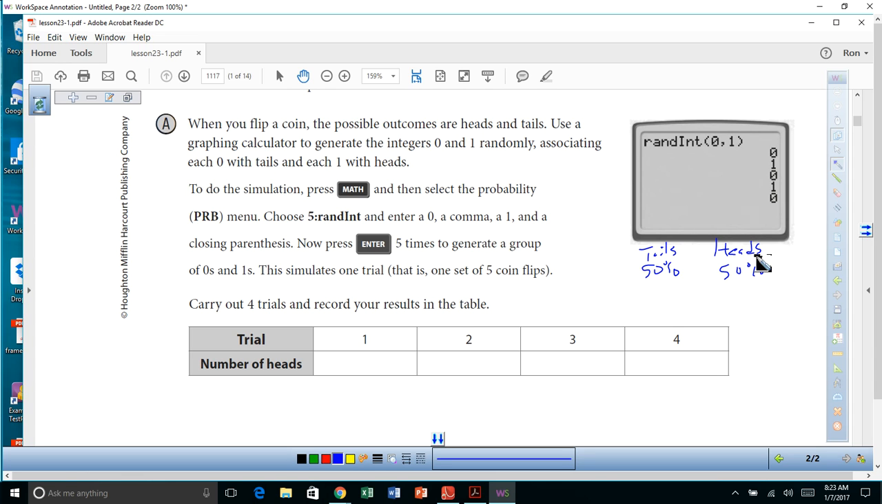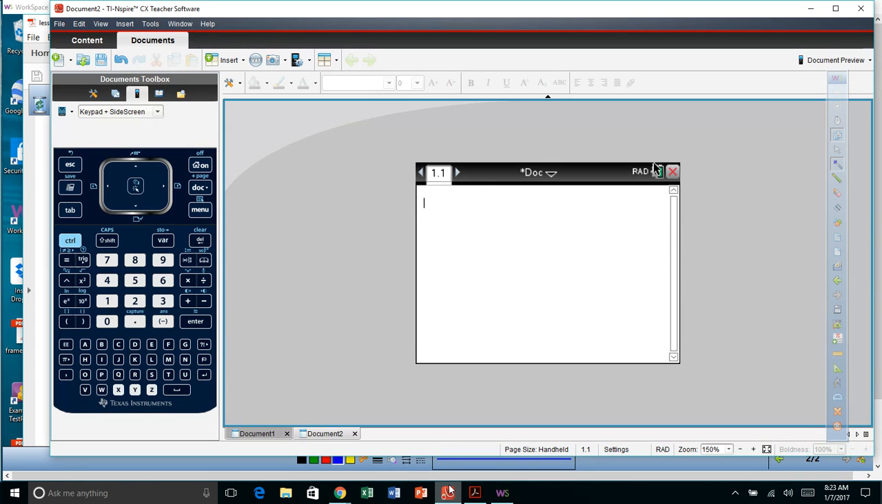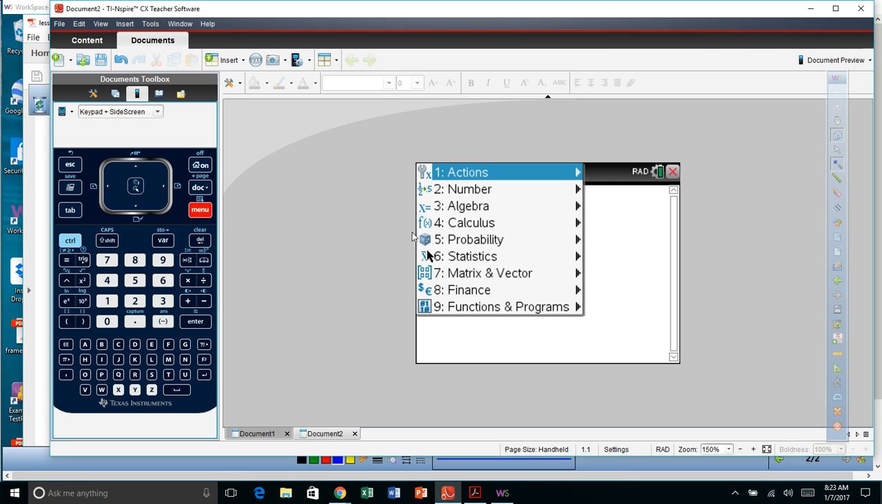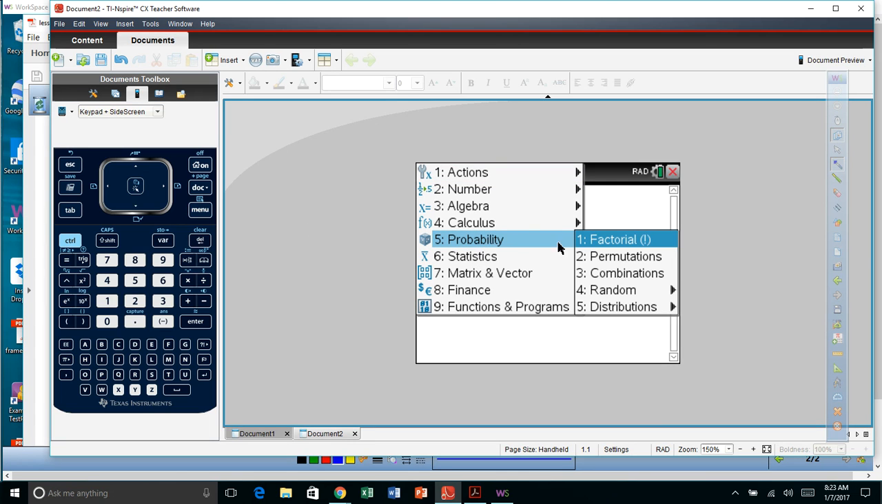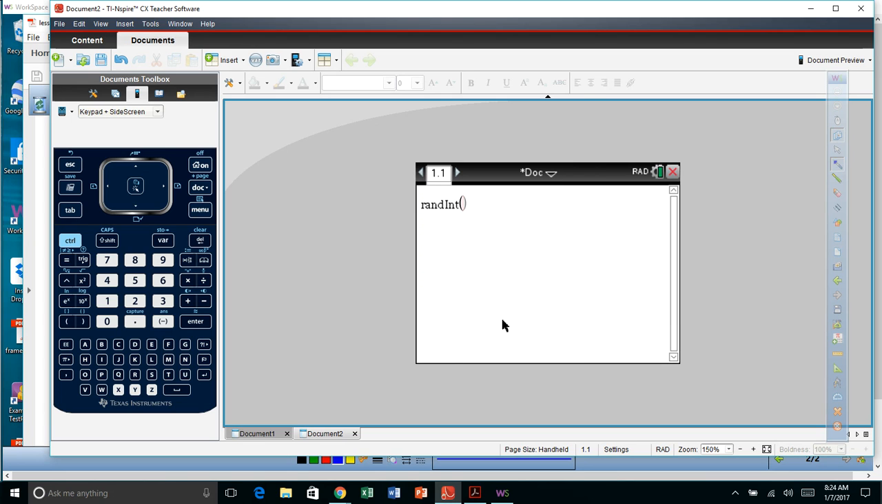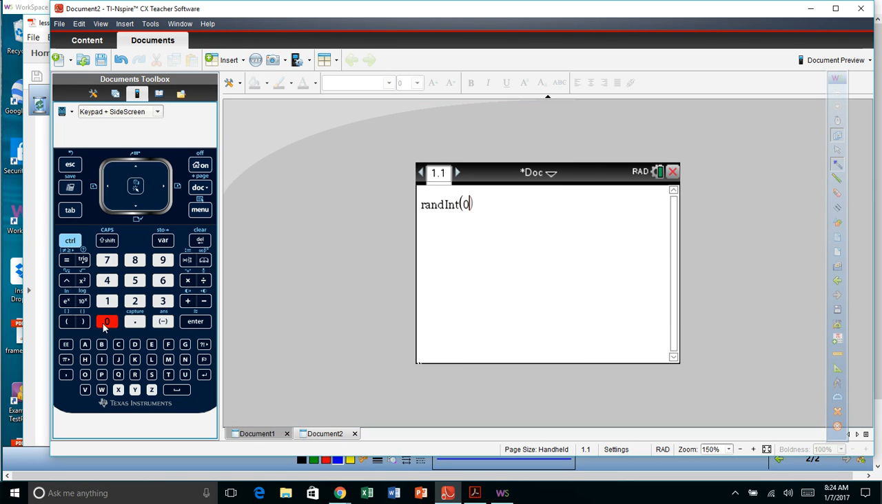Okay. To do this, I'm going to show you how to do it in the Inspire. This is for the 83 and 84 right here. So let's go to our Inspire. Go to Calculate, Menu, 5 for Probability, 4 for Random, and then 2 for Integer. And we'll put in 0, 1. Enter. All right, so that gives us the heads.